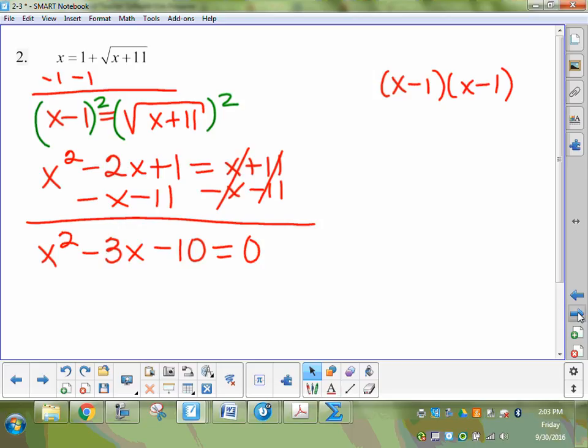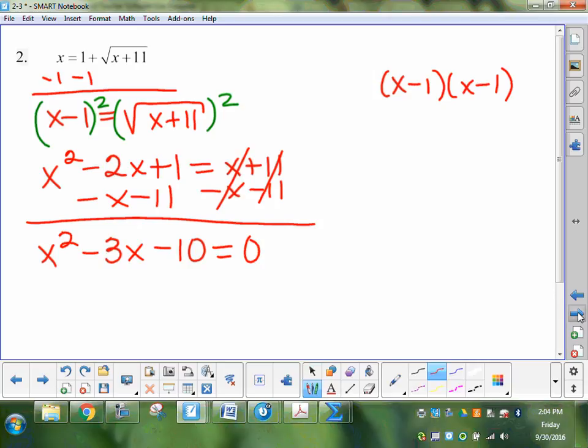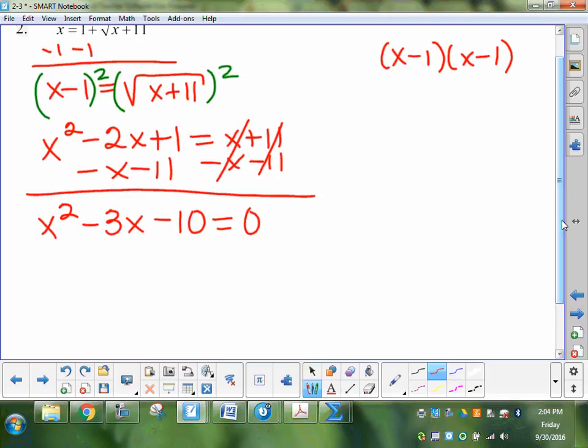5. You think they're going to know? All right, you believe. Let's see. Jordan? What numbers multiply to negative 10 and add to negative 3? Negative 5 and positive 2. So what are your factors going to be? x minus 5 and x plus 2.